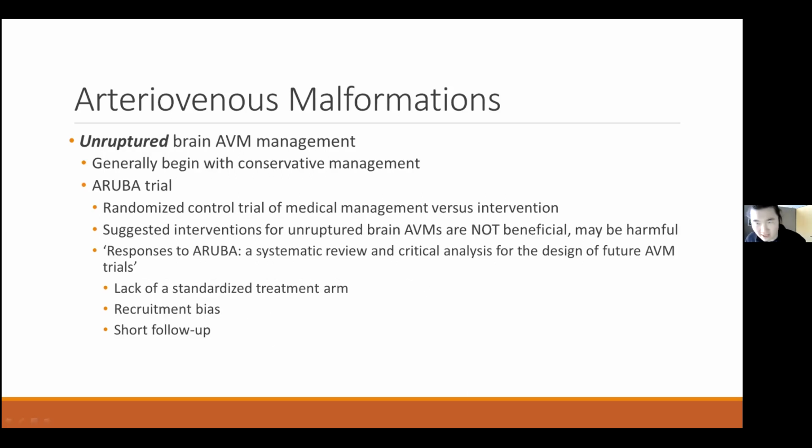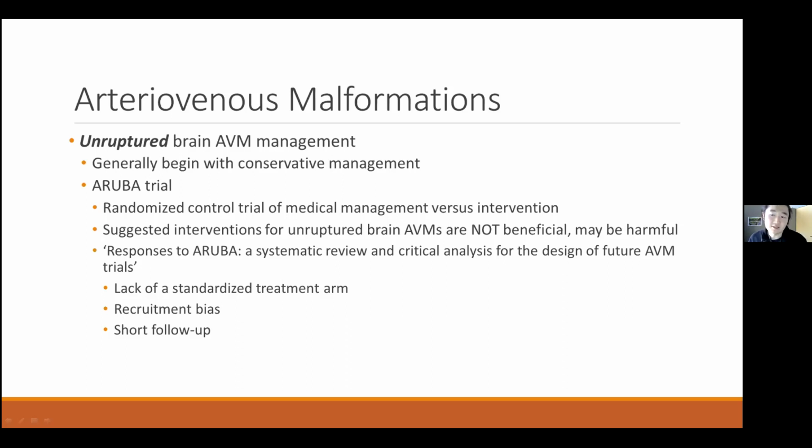For unruptured brain AVMs, it's more complicated and goes on a case-by-case basis. Generally speaking, it's going to start with conservative management, and that has at least in some part to do with the ARUBA trial, which certainly goes on my short list of favorite names for clinical trials. It was a randomized controlled trial comparing medical management versus medical management with intervention in the population of folks who have an unruptured AVM. And the providers in the study had a lot of flexibility in deciding among the various intervention options: surgery, radiosurgery, and/or endovascular embolization.